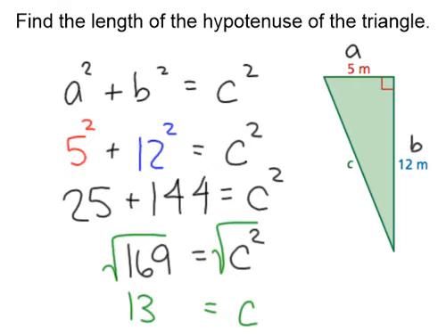Since we're talking about a distance, we really only care about the positive square root and not the negative. And then finally, we're going to put units on that. So our missing side length is 13 meters. It also would be good if you did a quick check. Your hypotenuse is always going to be the longest side. So if I were to get something that was unreasonable, this would be a good place to figure that out.